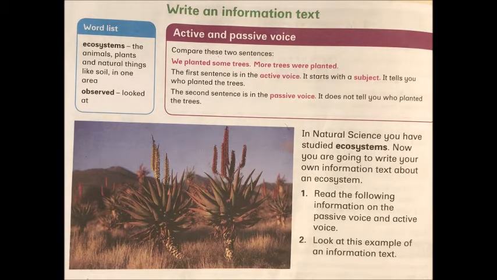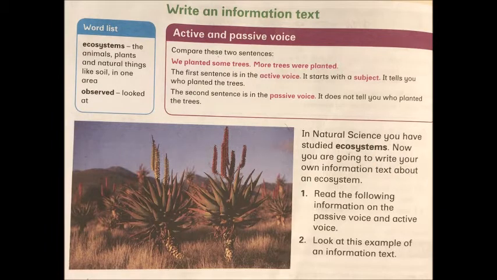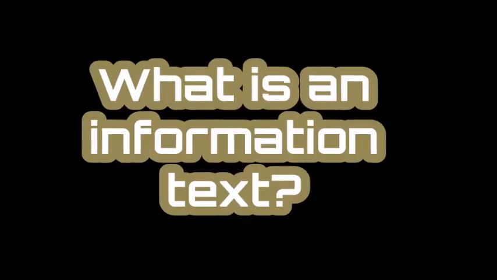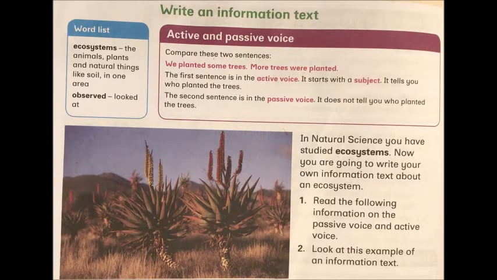So when you look at the picture, to the right of the picture, it says in natural science, you have studied ecosystems. Now you are going to write your own information text about an ecosystem. An information text is simply a text giving you details, giving you information. It's not a story, so it's there to inform you and give you knowledge.